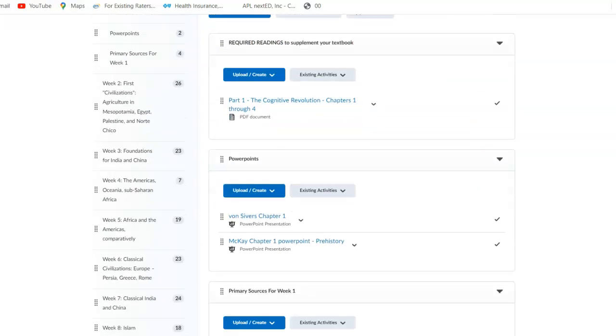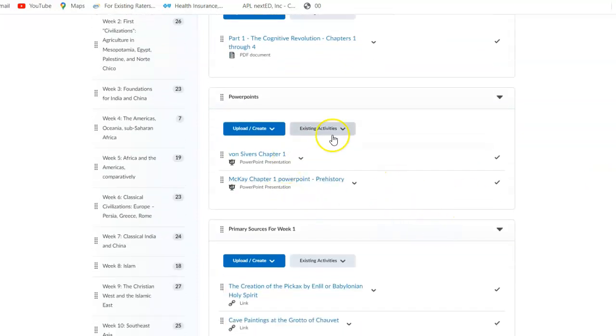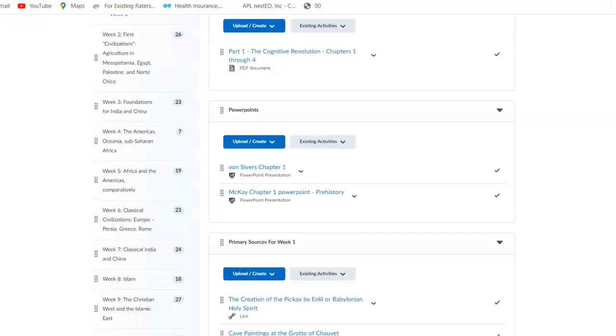You will also find in each week a section of PowerPoints, which will cover PowerPoints, particularly for von Siver, since like I said, that's my preferred book. You may use those. It'll present basically your PowerPoint of the information in there, which should complement pretty much any of the others that you use.